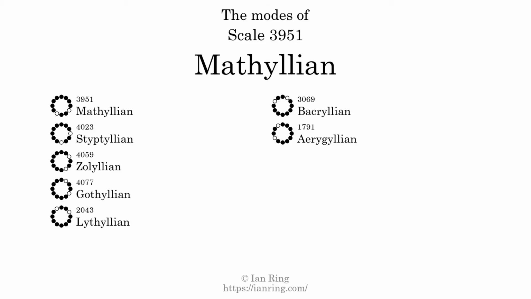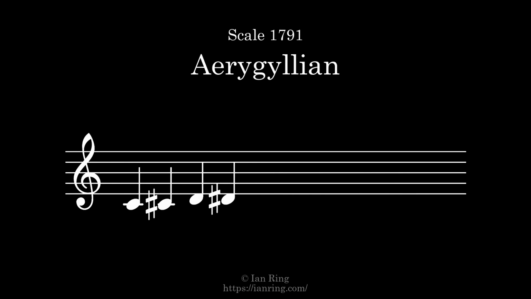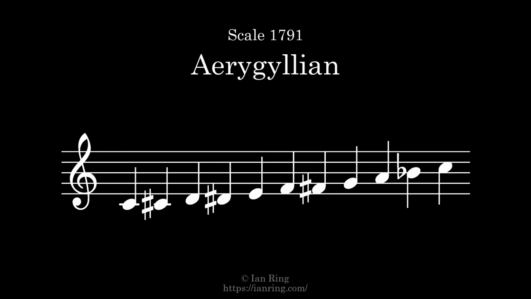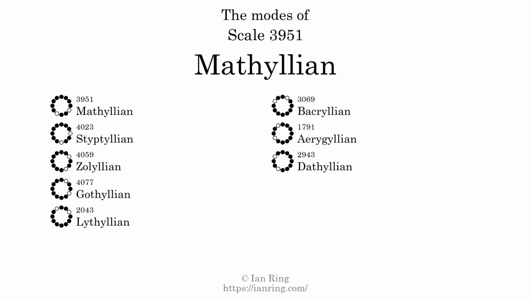The seventh mode is scale 1791, also known as Erigilian. It sounds like this. The eighth mode is scale 2943, also known as Mathyllian. It sounds like this.